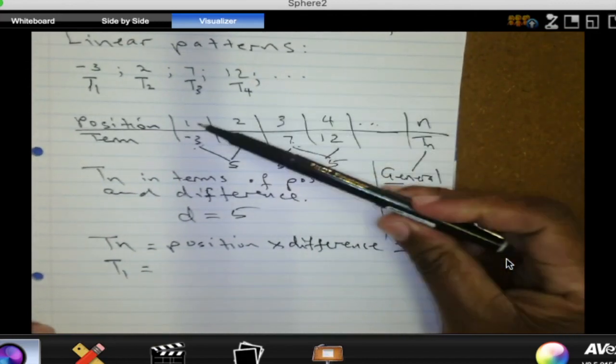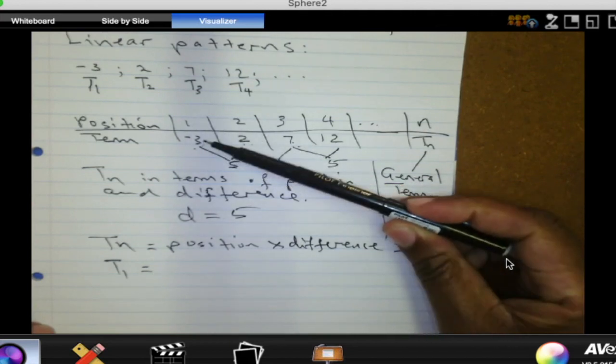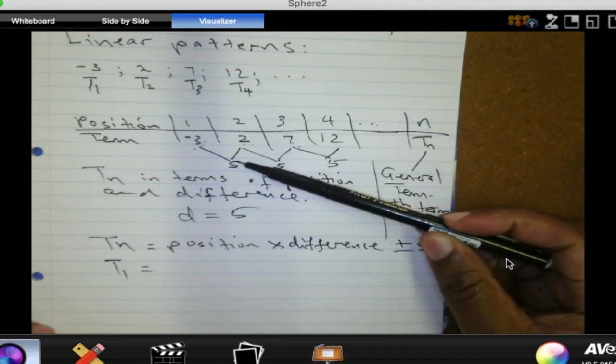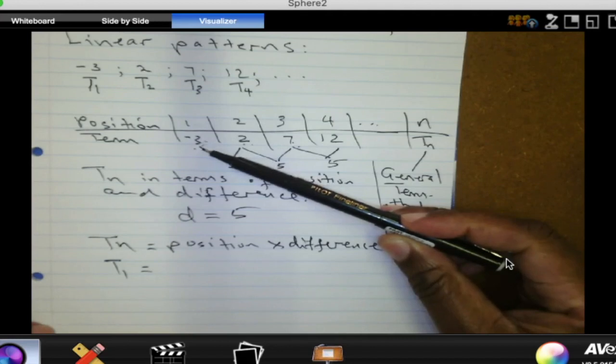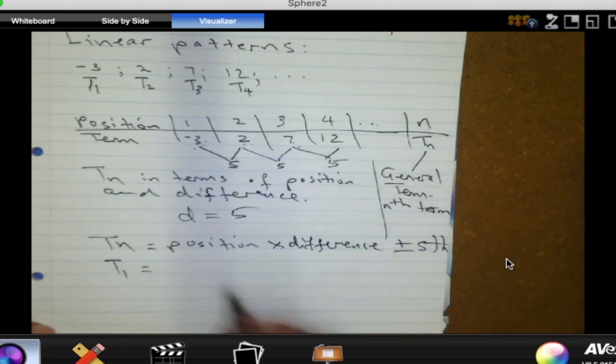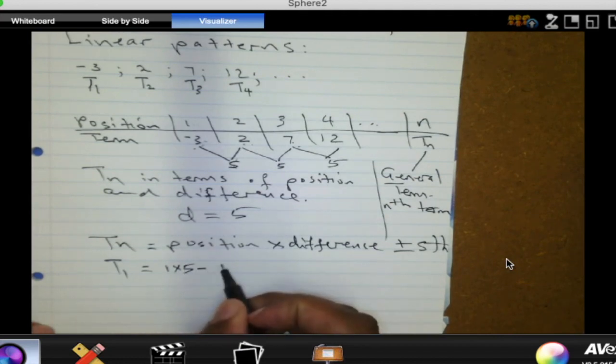Like take the position 1. If you take 1 and you multiply by 5, you don't get a minus 3, right? So 1 times 5 is 5. So what do you do in order to get a negative 3? All right, so T1 is 1 multiplied by 5. What did you say? You need to subtract 8, right?